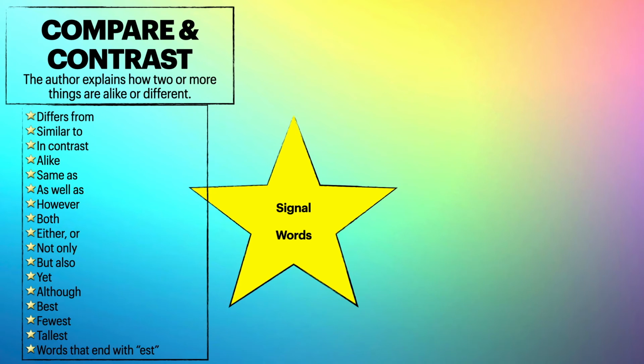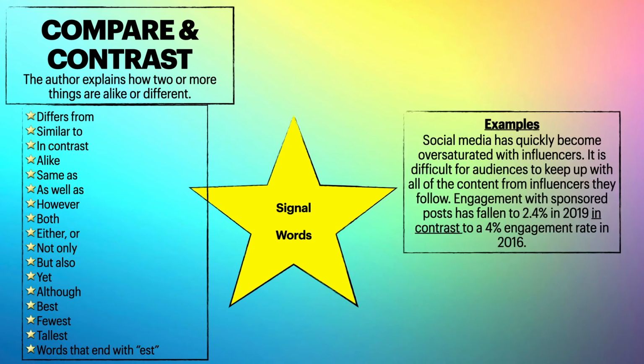An example of this text structure is, social media has quickly become oversaturated with influencers. It is difficult for audiences to keep up with all of the content from influencers they follow. Engagement with sponsored posts has fallen to 2.4% in 2019, in contrast to a 4% engagement rate in 2016. So in this example, social media influencers and their engagement with their audiences is being compared and contrasted with previous years.